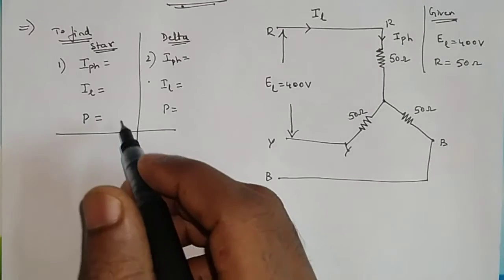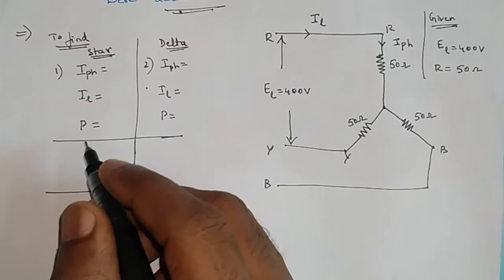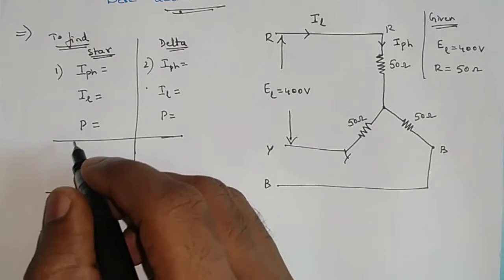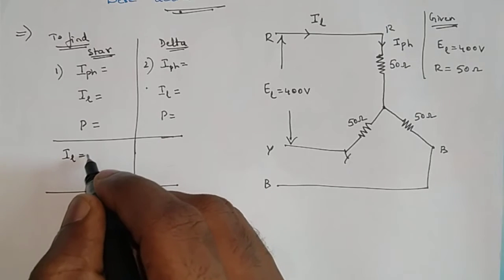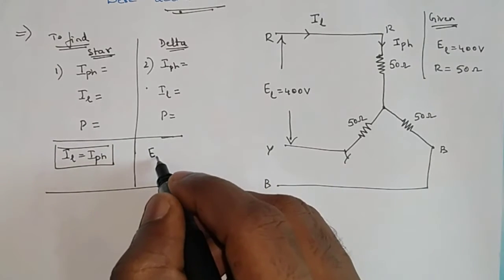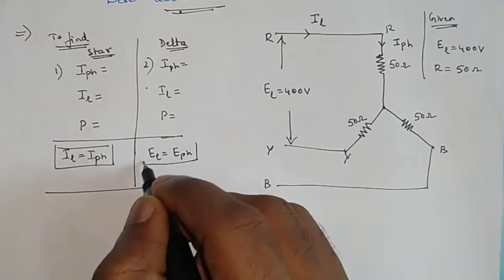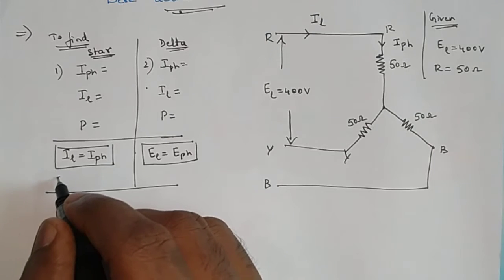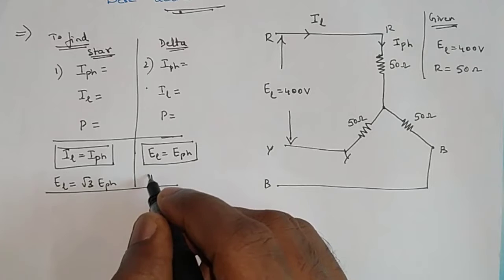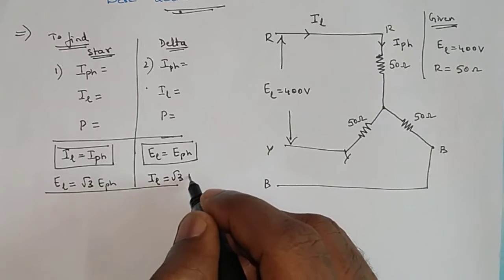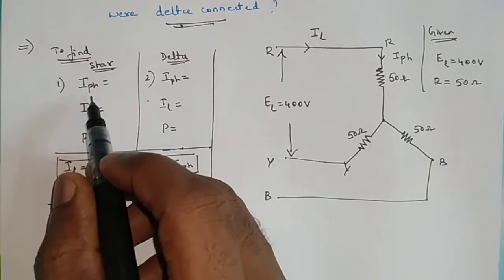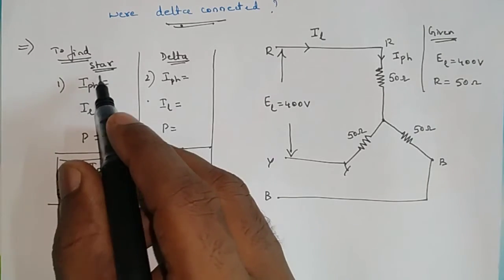Before finding the parameters, we will write down the relation between line voltage and phase voltage. Under star, we know that line current is equal to phase current. Under delta, line voltage is equal to phase voltage. Under star, voltage is different, EL is equal to √3 E phase. And under delta, current will be different, IL is equal to √3 I phase. So we'll write down the relations, and now we'll find out these three parameters under star connection.